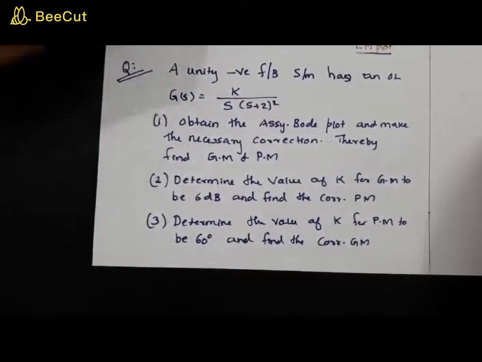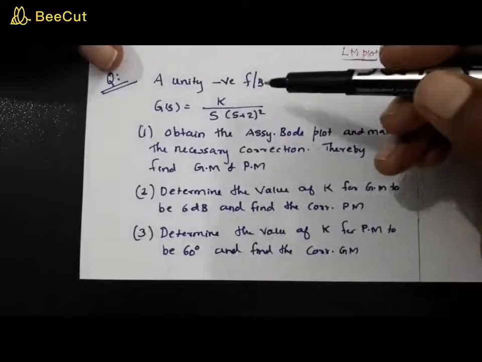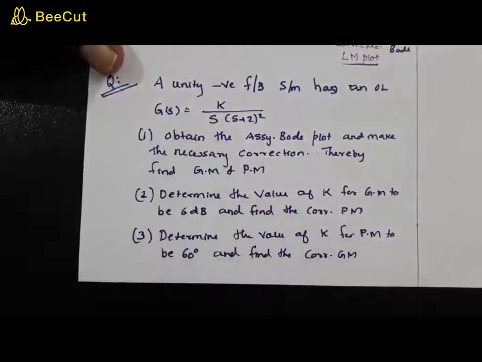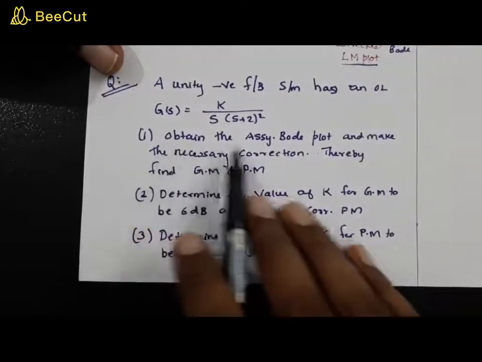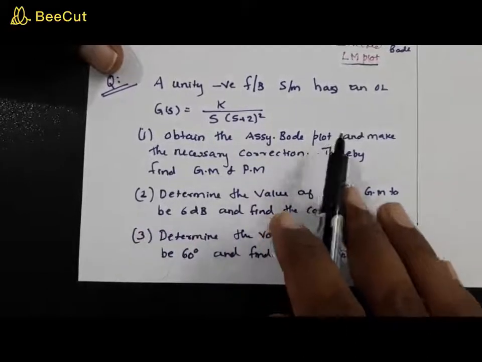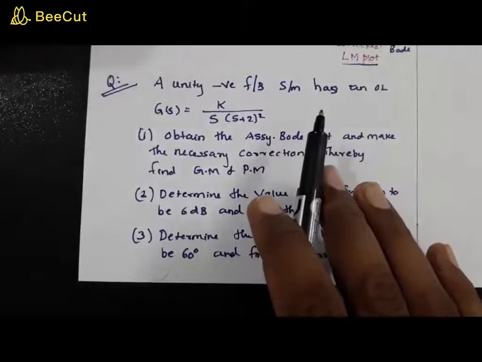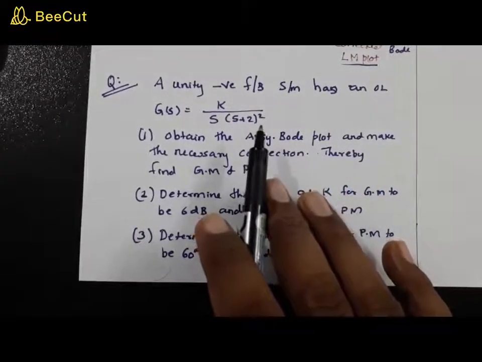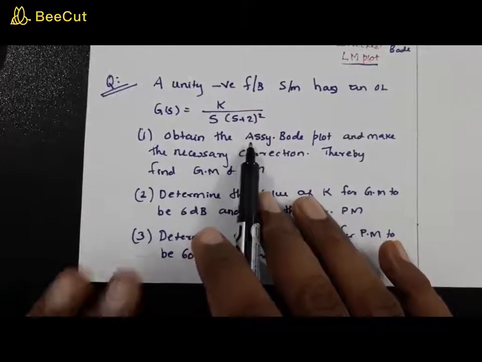Now here is a question for you. Let's do a question so that you will understand this correction. A unity negative feedback system has an open loop transfer function G(s) = K / (s (s+2)^2). The first question was to obtain the asymptotic Bode plot. If the question is something like this, then you don't have to worry about the correction. You may just draw the asymptotic Bode plot. Asymptotic Bode plot itself means approximated Bode plot, so you don't need to do any correction.